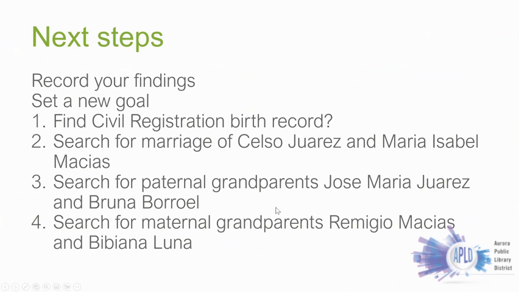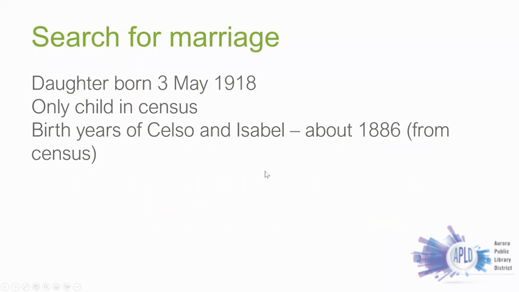Now let's talk about our next steps. So you're going to want to write down what you found, and then you're going to set a new goal. So do I want to find Jesus's civil registration birth record? Do I want to search for the marriage of Celso and Maria? I could do that. I have their names and I have the names of their parents. I could also do a search for the paternal grandparents because I have both of their names. The problem that I don't really have is good dates to begin my search. So I'm going to choose to search for the marriage.